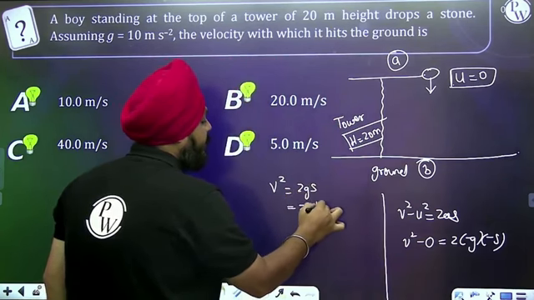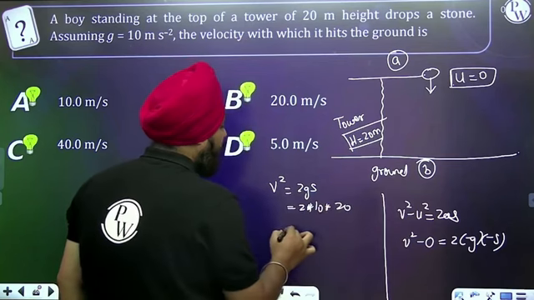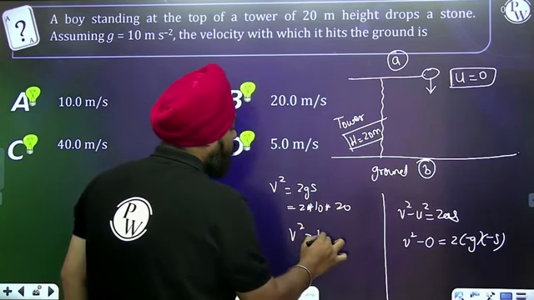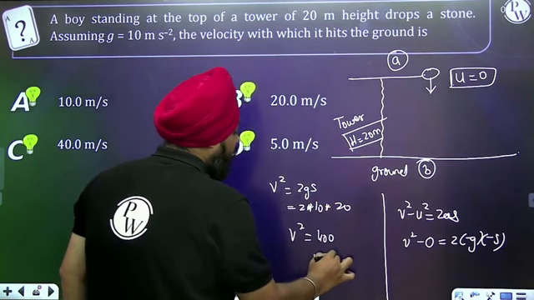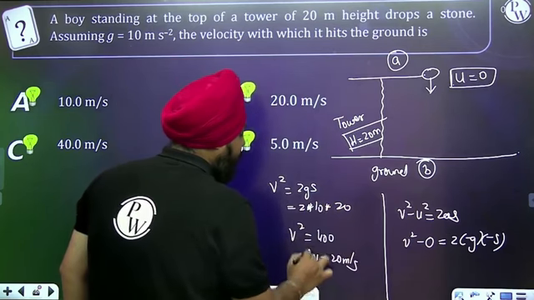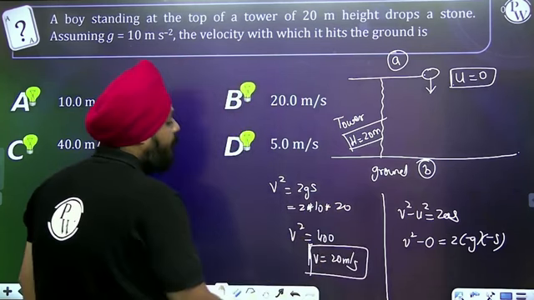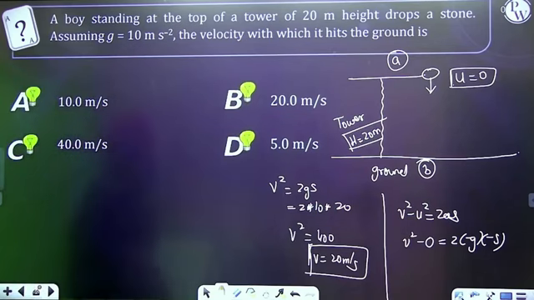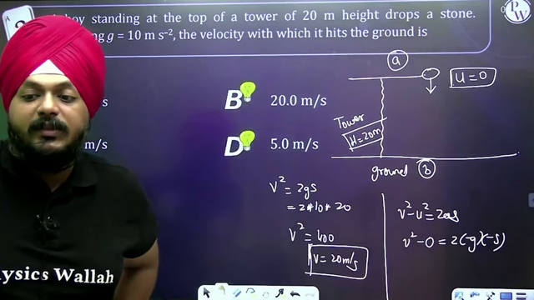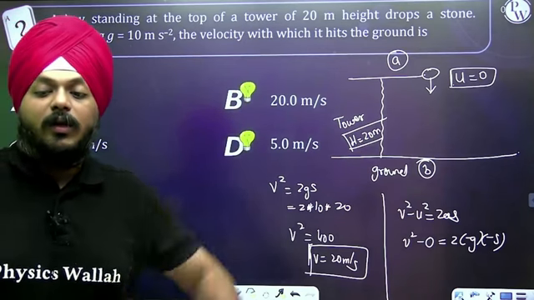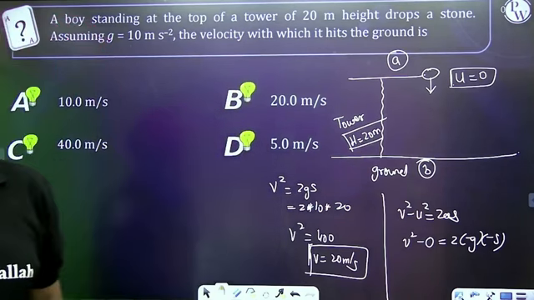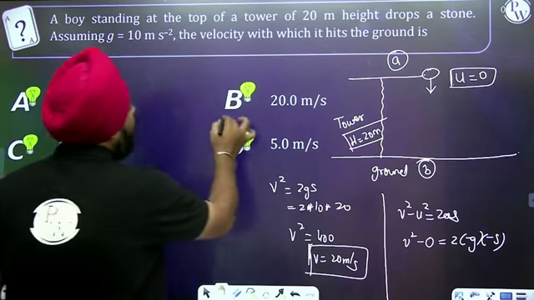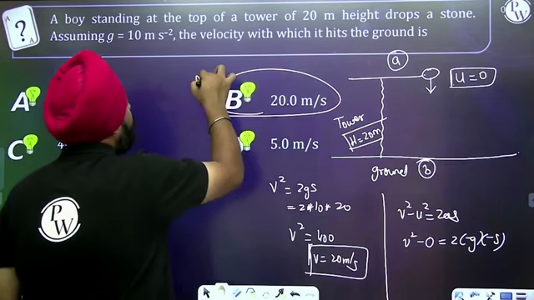2, let's say g is 10, into 20. So v square is going to be 400. With 20 meter per second velocity, it is going to hit the ground. Yes or no? Okay, so B is the perfect answer for this specific question.